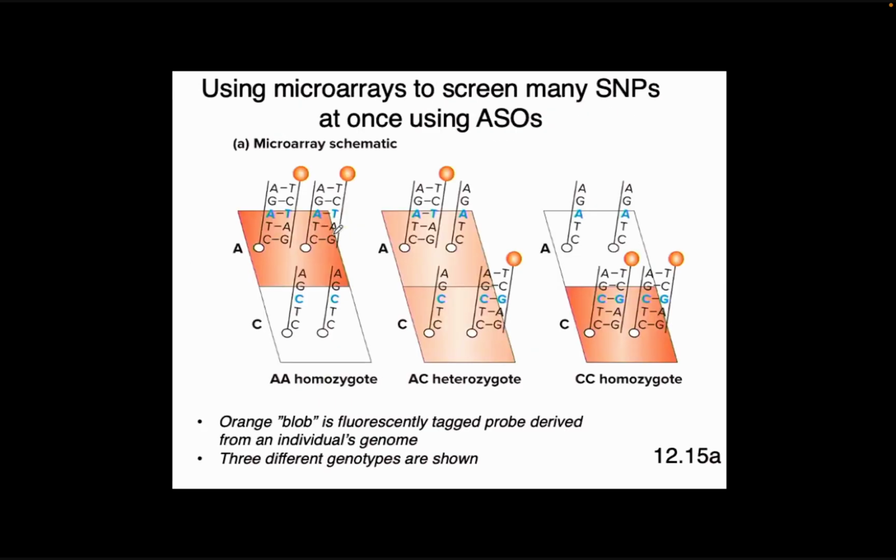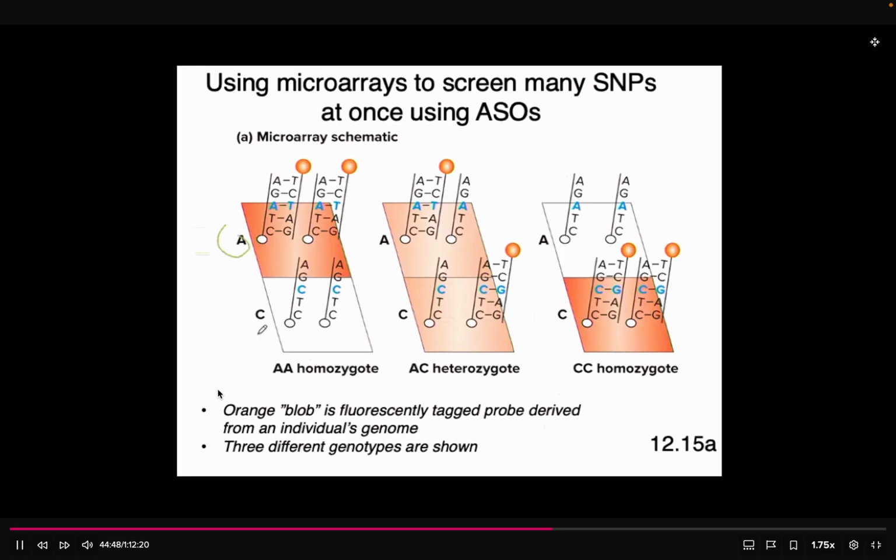So what we're going to do here is we're first going to show you how this would work for one polymorphic locus, one SNP locus. Okay? And the allele difference we're going to be talking about is either an A base or a C base.